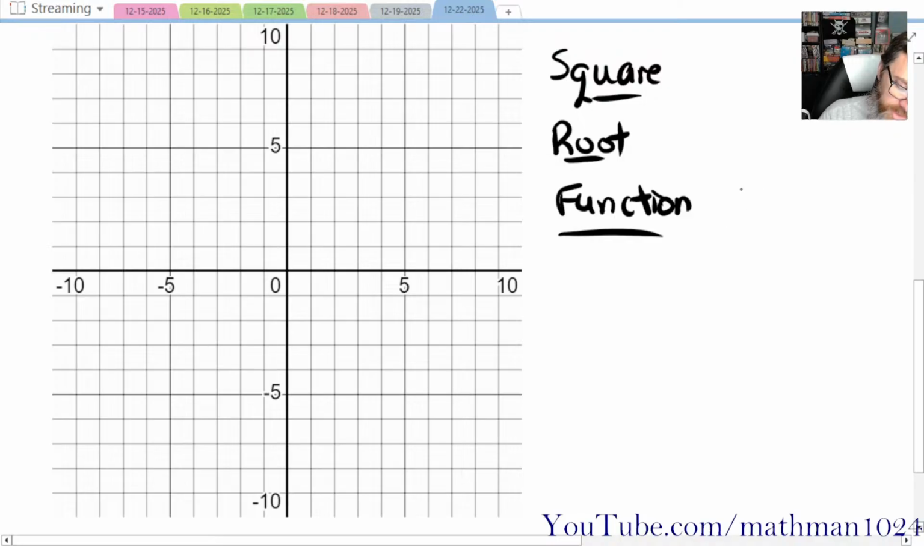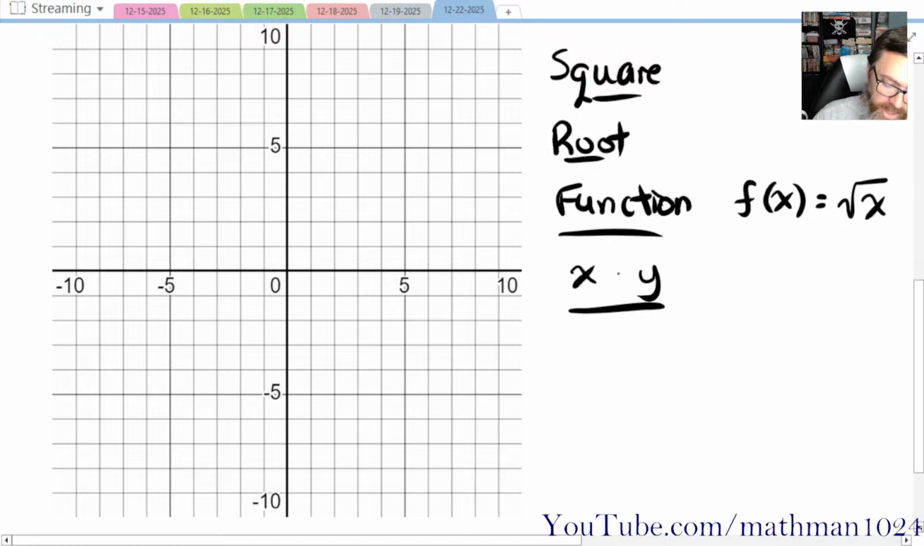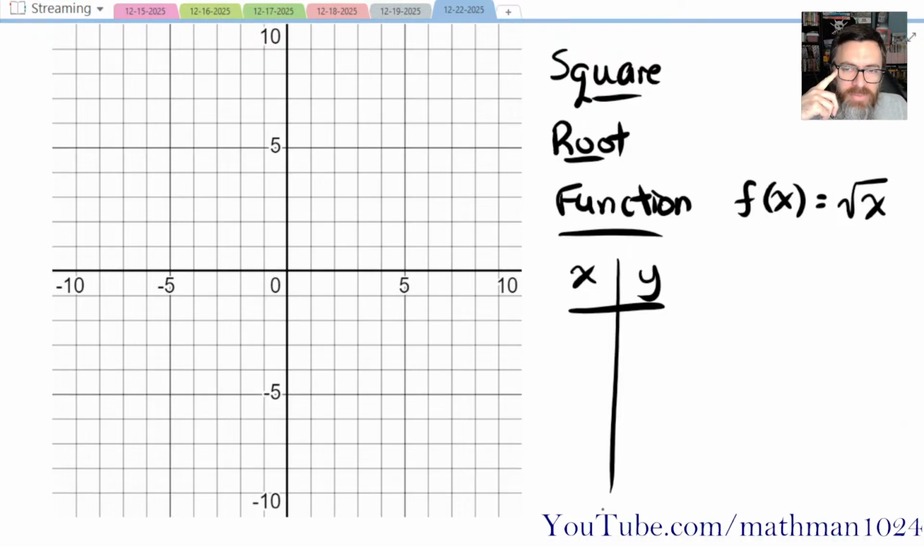So the square root function is f of x is equal to the square root of x. Now, similar to what we had for the cubing function, we want to be very selective about our choices for input values. Since we have a square root here, there's a possibility that we do have a restriction on the domain.